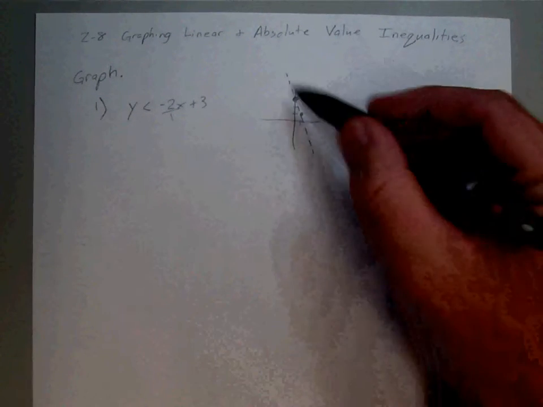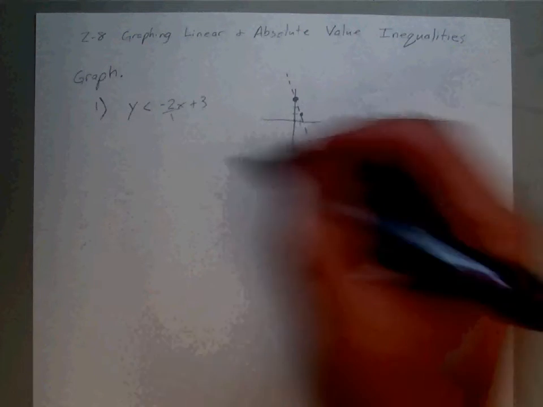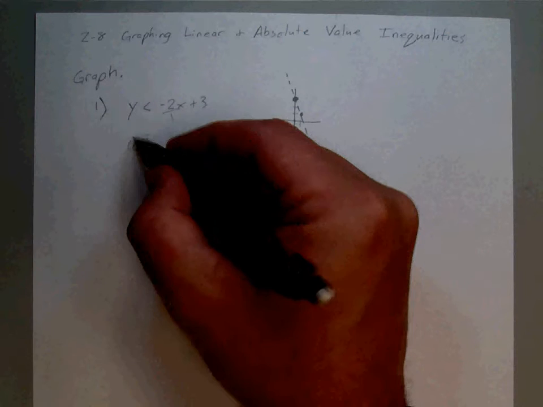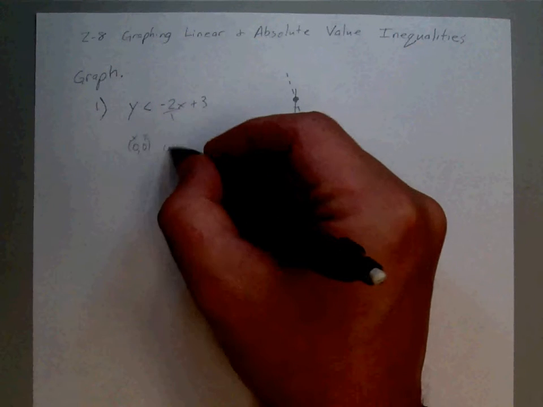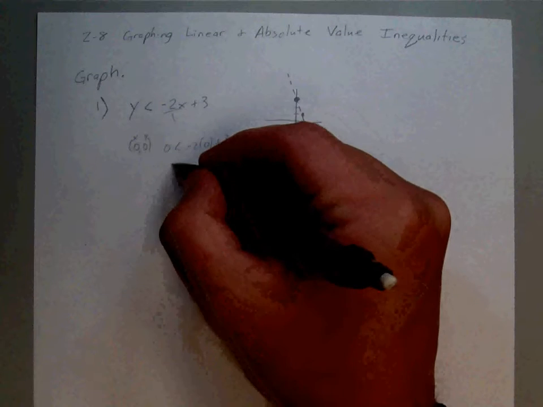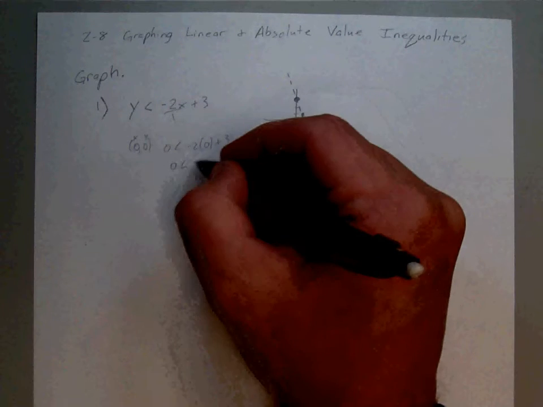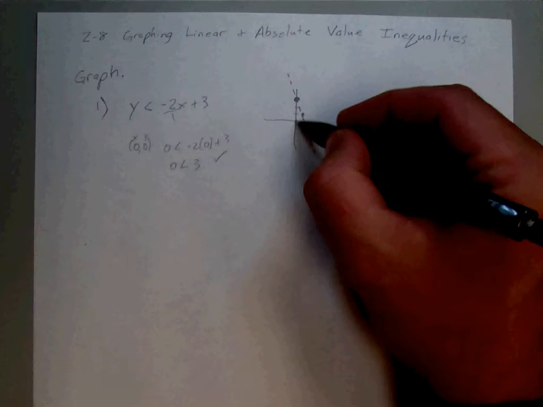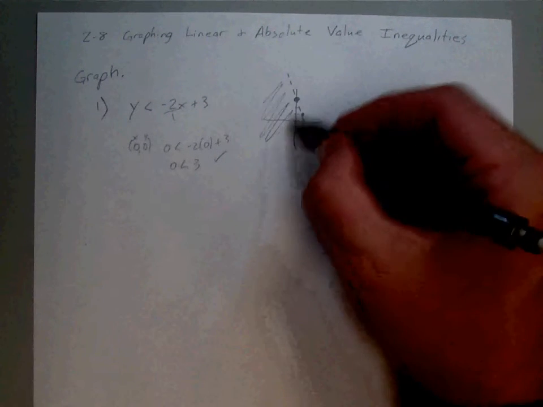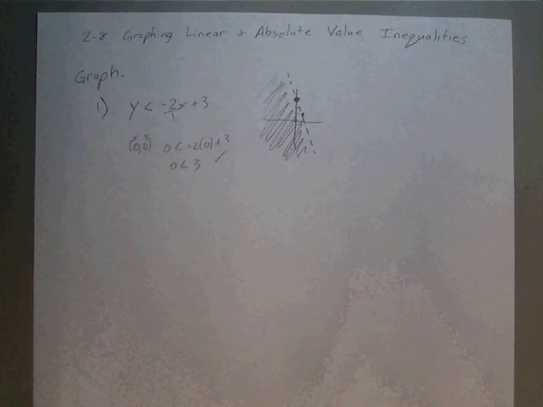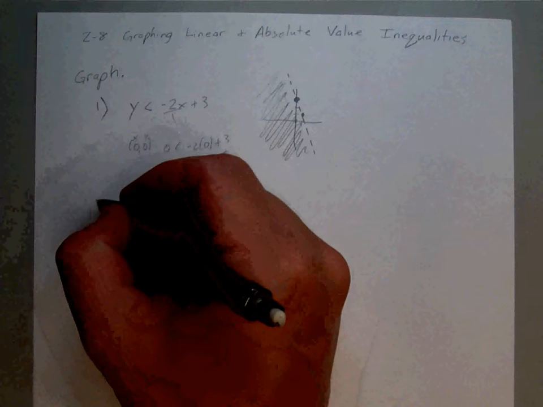Otherwise, test a point. Pick a point that's not on the line. Like 0, 0 is not on the line. Pick a point, plug it in, and see if it's a solution. So you have an x value of 0, a y value of 0. When you plug them in, 0 is less than negative 2 times 0 plus 3. So we get 0 is less than 0 plus 3, which is 3. 0 is less than 3, that's true. So 0, 0 is a solution. So everything on that side of the line, with the 0, 0, gets shaded. All points in that area would be solutions.